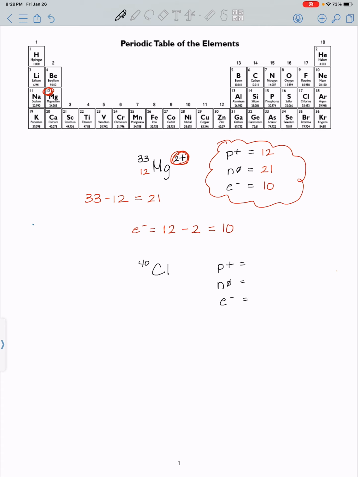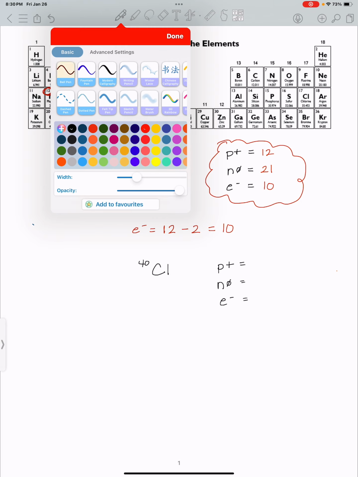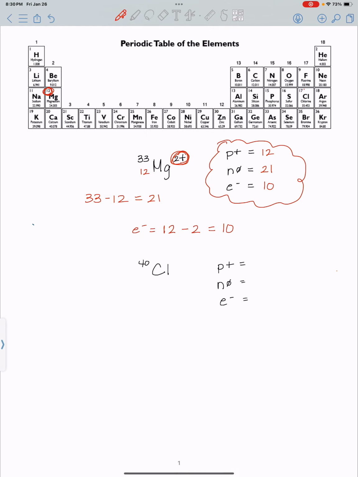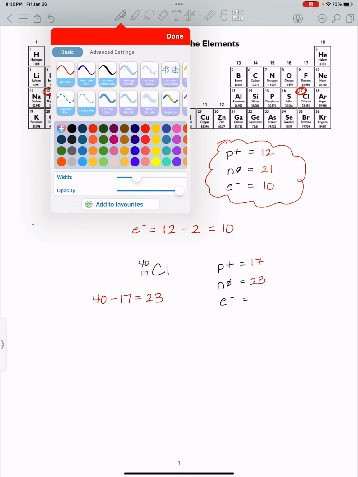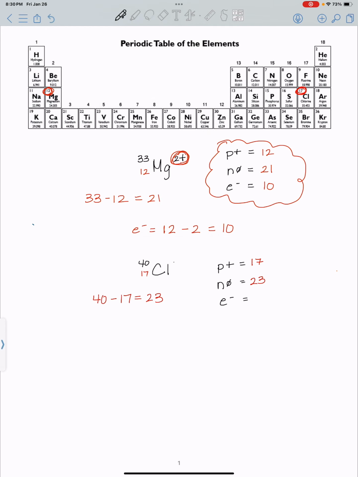Okay, let's look at the periodic table to find our number of protons. Chlorine is atomic number 17, so it has to be 17 protons. We'll put 17 here. Let's find the number of neutrons. We take our mass number, which is the protons plus neutrons, and we take away the protons, which we know now, and we get 23. So 23 is the number of neutrons that we have. Oh, you know what I forgot? I forgot to put the negative charge. That's what it's supposed to be.